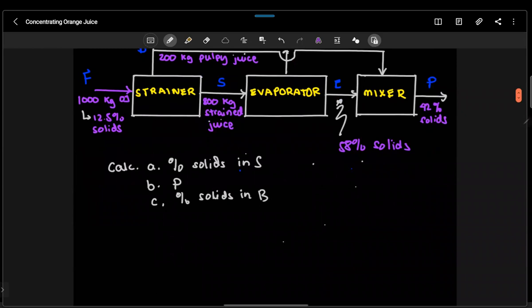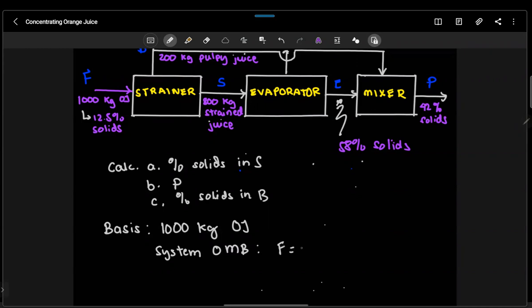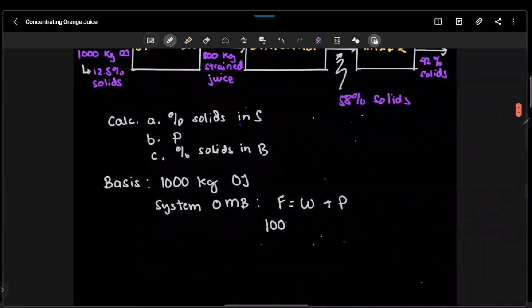So how do we proceed? First, we need to have a good basis. So for this example, probably a good base will be yung given na 1,000 kilogram ng orange juice. Okay? Now, normally, I start my calculation with the overall material balance around the system. So in other words, you are considering the whole system containing three of those unit procedures as a single unit. So in other words, my overall material balance will be F equals W plus P. Okay? And we know the value of your F, that's 1,000. So 1,000 equals W plus P.